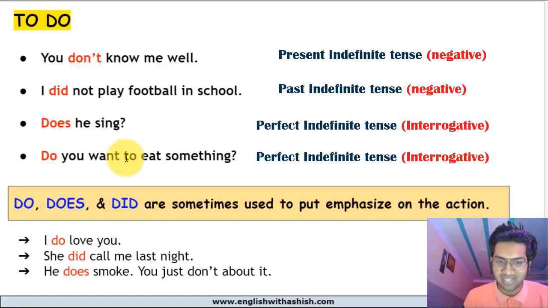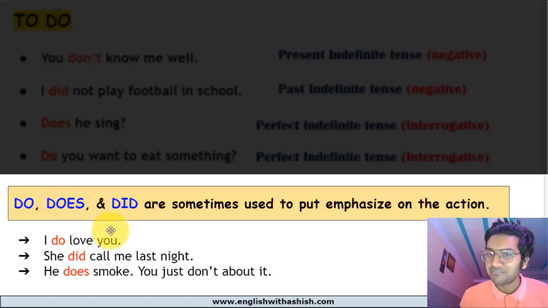Let me show you some examples. I do love you. The simple sentence is I love you. Let's suppose I say I love you and you don't believe me. You say, you're just kidding, you don't love me, you've never loved me. What are you talking about? And I say, no, I do love you. So I'm using do to emphasize what I'm saying, to make you believe what I'm saying. Trust me, I do love you. I'm just emphasizing this entire thing. So I love you is perfectly fine. I do love you is perfectly fine.